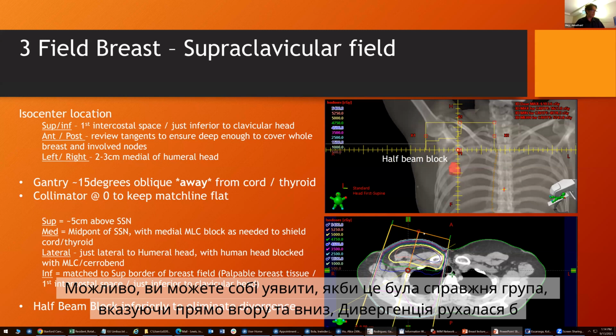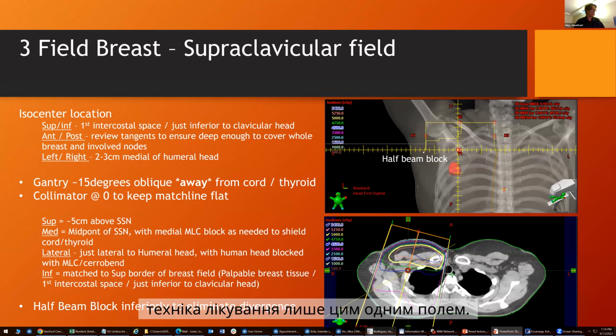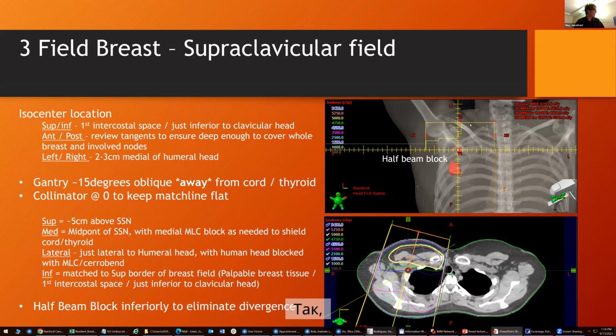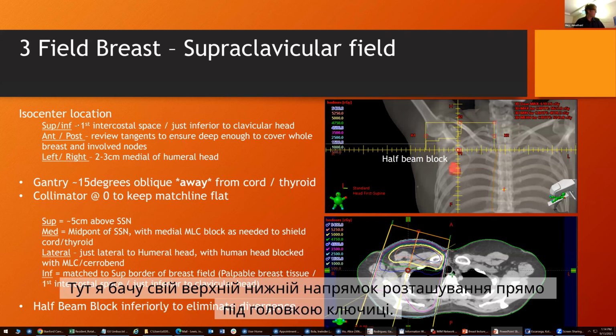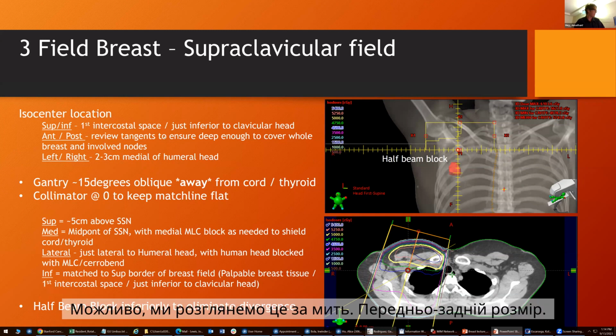Perhaps you can imagine if this field were pointing straight up and down, that divergence would be moving towards the cord, and we don't want that because these are high doses. And this is a pretty limited technique, treating with just this one field. So here I can see my superior inferior direction. I've placed it just beneath the clavicular head. The first intercostal space is easier to see on the CT scan. Perhaps we'll look at that in a moment.